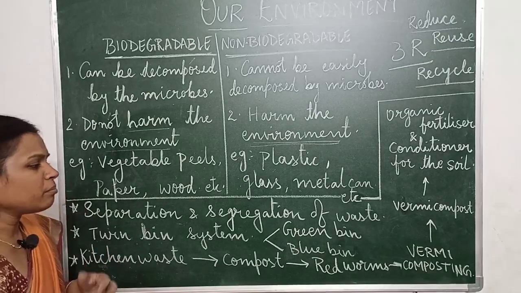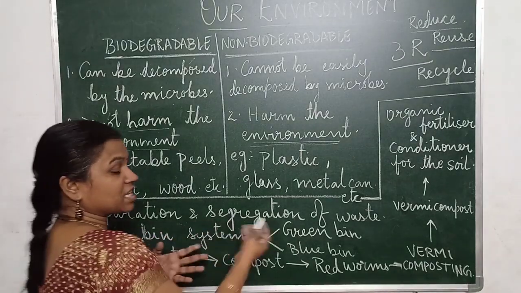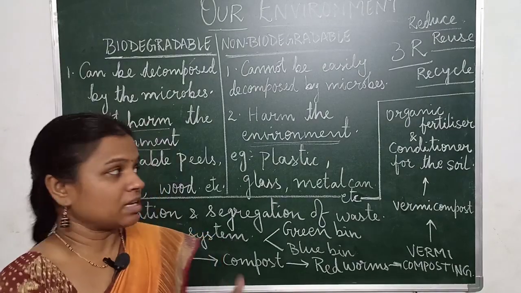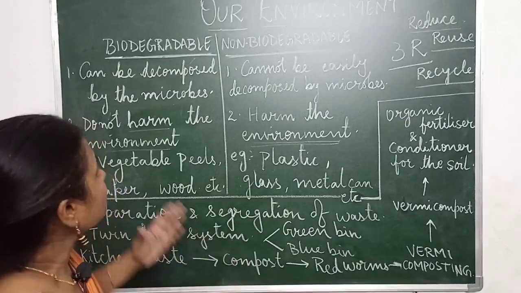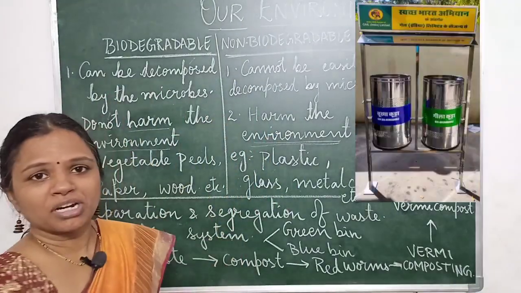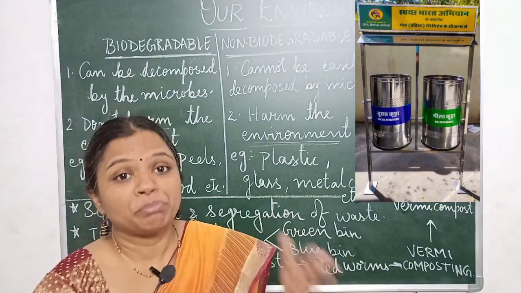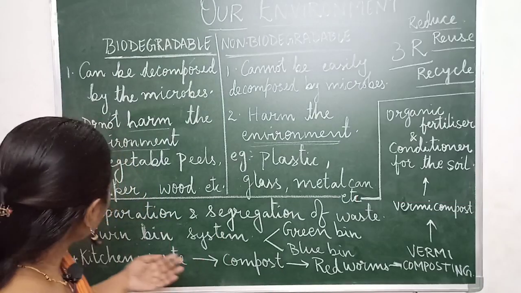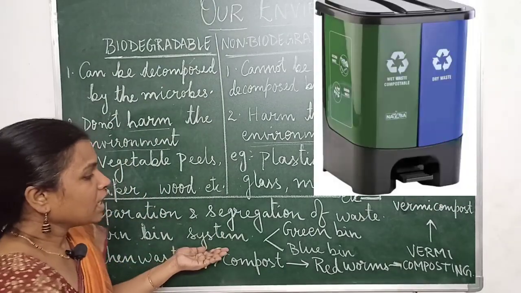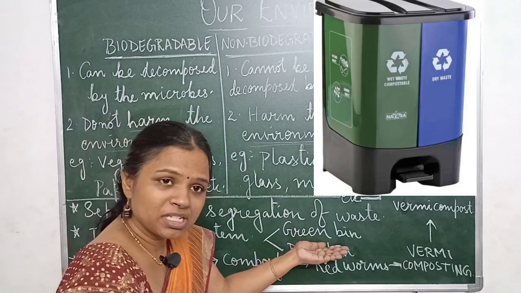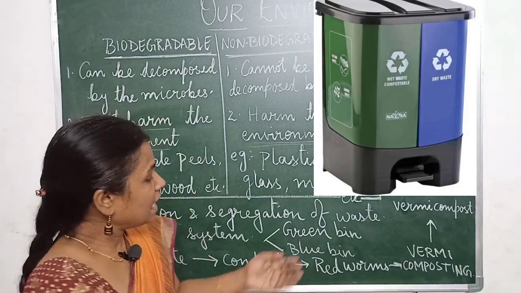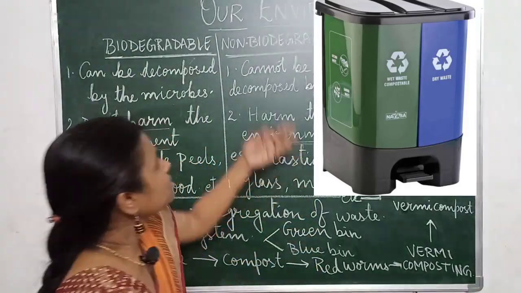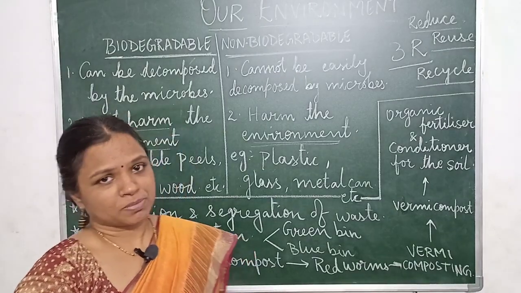Now, one best way is nothing but separation and segregation of the waste. At home level itself or at the school level itself, we can do it very easily. We can separate these biodegradable and non-biodegradable substances into 2 separate bins, wherein their disposal becomes very easy. Now here you see the twin bin system. In our school also we have the green bins and the blue bins. In green bins go the biodegradable substances and in the blue bins go the non-biodegradable substances.